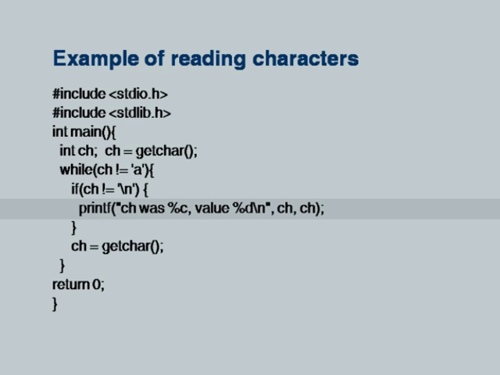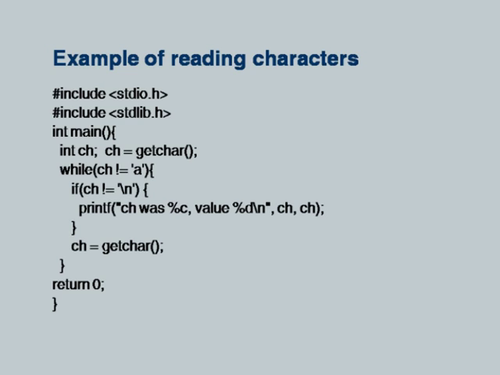Printf, ch was percent c, comma, value percent d, backslash n. Okay. This backslash n, by the way, has nothing to do with the other backslash n. This backslash n is part of the format string which says, at the end of whatever you print, go to the new line. What is important is to look at percent c and percent d. The difference is that percent d is a format specifier for printing a numerical value. Percent c is a format specifier to print a character which is represented by the ASCII code value stored inside that variable. So both places I am printing ch and ch only, but the first ch will be interpreted as a character and that will be printed.